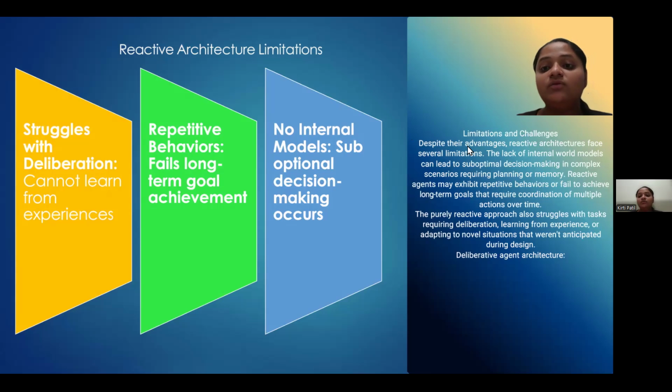The limitations of reactive agent architectures are: despite their advantages, reactive architectures face several limitations, like lack of internal world models, which can lead to suboptimal decision making in complex scenarios requiring planning or memory. Reactive agents may exhibit repetitive behaviors or fail to achieve long-term goals that require coordination of multiple actions over time. The purely reactive approach also struggles with tasks requiring deliberation, learning from experience, or adapting to novel situations that weren't anticipated during design.